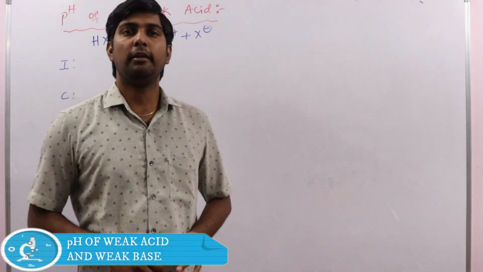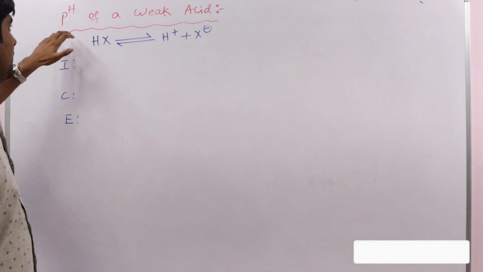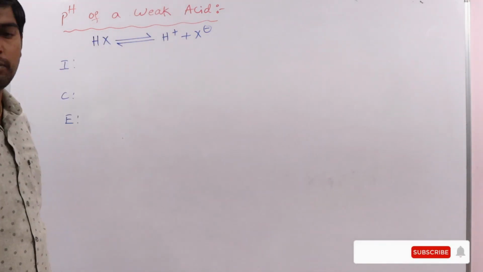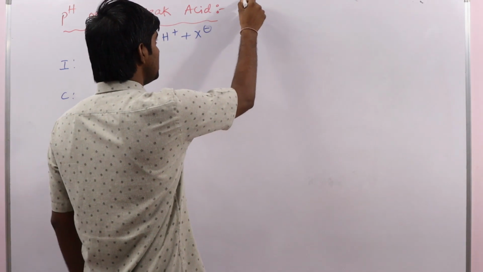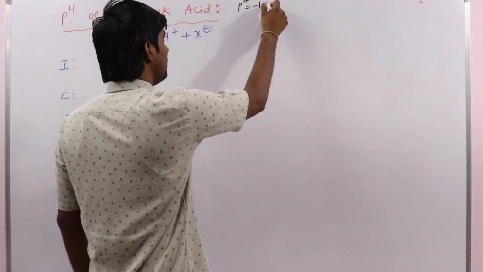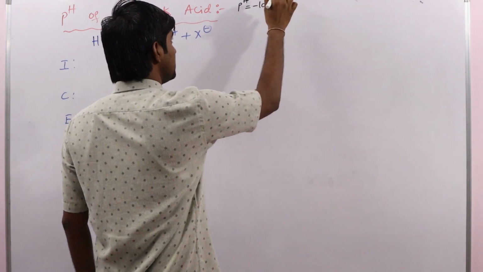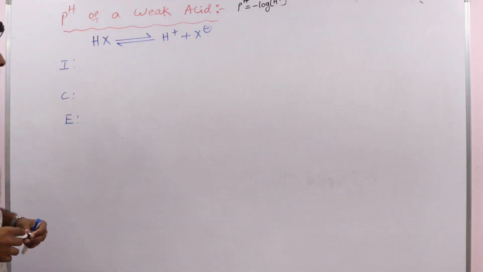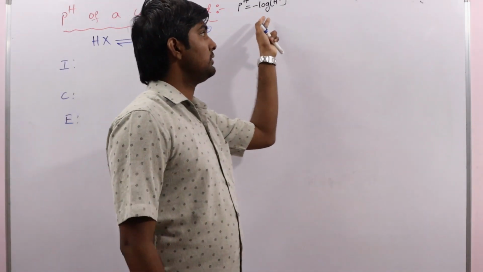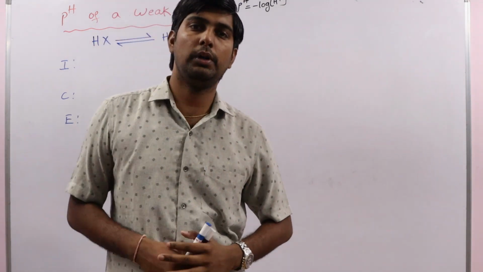Students, in this lecture we are going to discuss another very important concept, that is the pH of a weak acid. Generally we use a formula to calculate pH: pH is equal to minus log of H plus ion concentration, right? But this formula is used to calculate the pH of strong acids only.